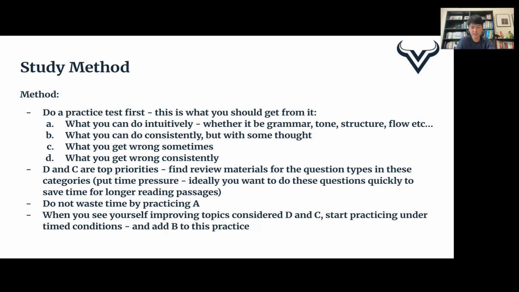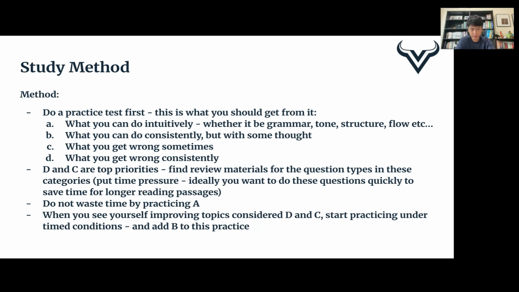So this isn't something that you really struggle with, but say you take a few practice tests and occasionally you would make one or two mistakes in a certain topic. That would be part C. And D is what you get wrong consistently. So if most of the time your mistakes fall in certain sections, then those would count as D. Within these four, D and C are your top priorities. Find review materials for the question types in these categories.